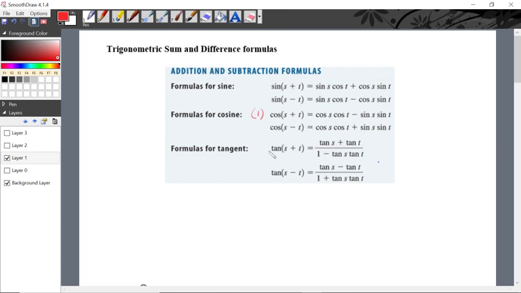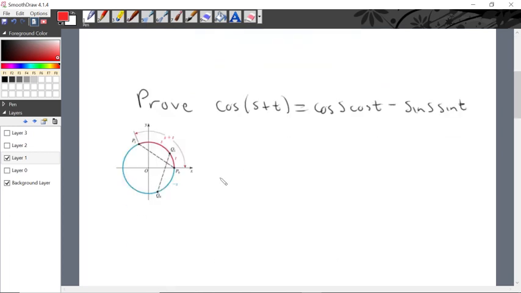Now the proof for that comes from geometry. How are these things defined? Okay, specifically within the unit circle, how have we defined the cosine and the sine function for different arguments, s and t? Well, here's an image right here that shows how we can set this up.